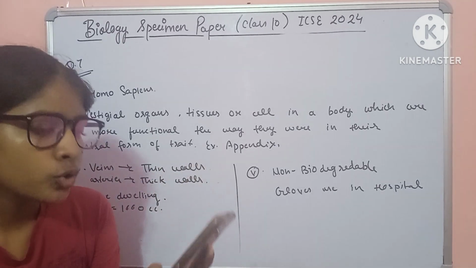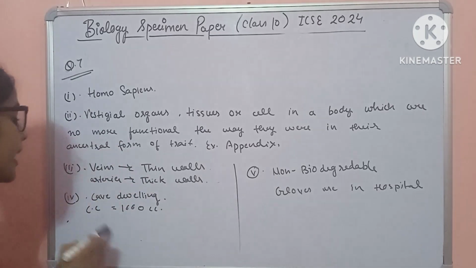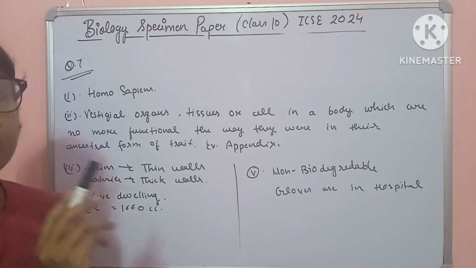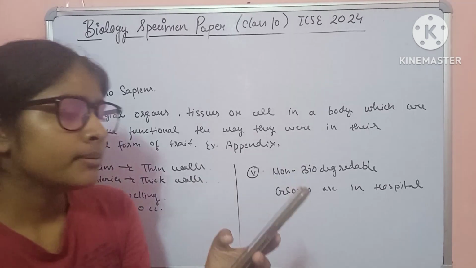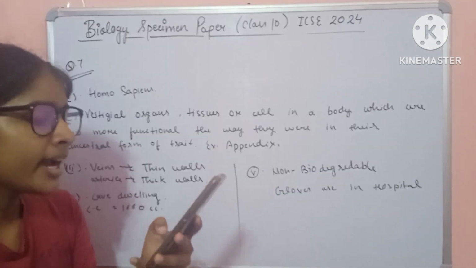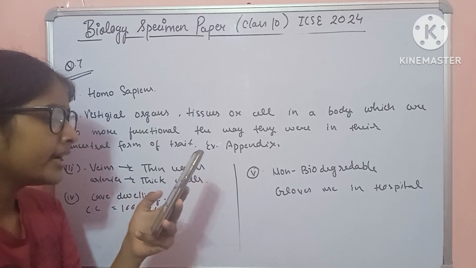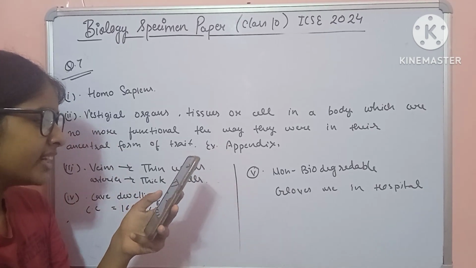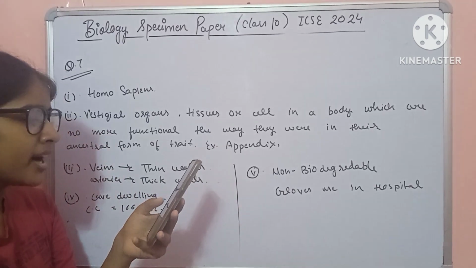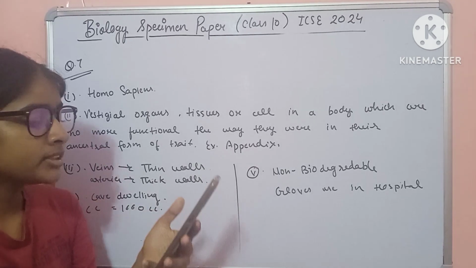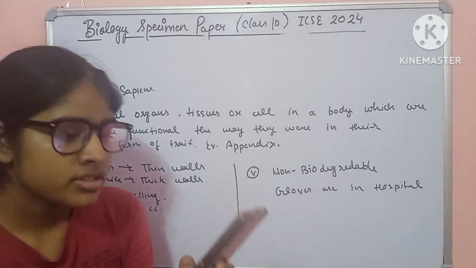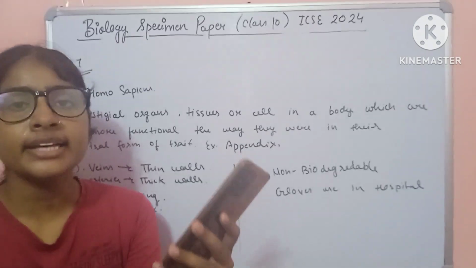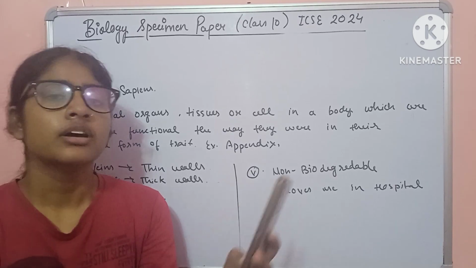Now fourth, mention any 2 features of the Cro-Magnon man. The Cro-Magnon men were cave dwelling and the cranial capacity is 1660 cubic centimeters. That's it. Now fifth part, study the picture given below and answer the questions. Name the category of waste that is being disposed. You can easily see there are gloves, syringes, capsules and masks. These are non-biodegradable, so you have to write non-biodegradable. B part, give an example of such waste. The example is gloves which are used in hospitals.